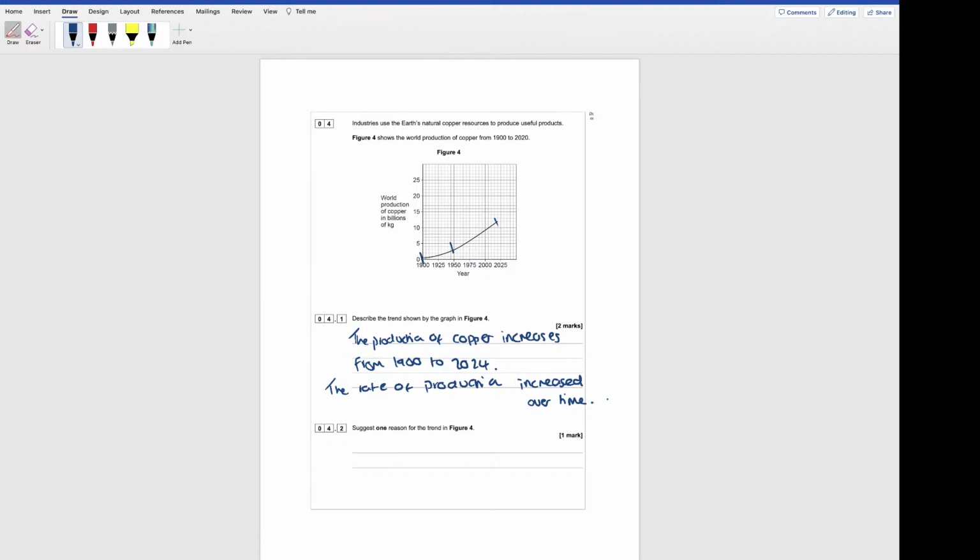Well, why has the production of copper gone up? Well, because we need it. It's like anything. Why did the production of cars go up? Well, we need more cars. There's more people. So the trend is linked to people. So increased population means an increased demand.